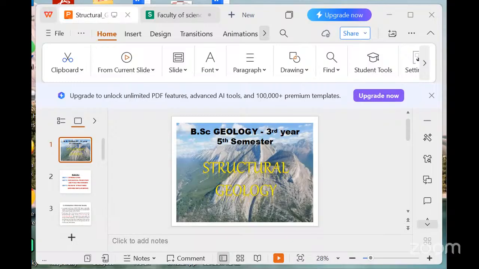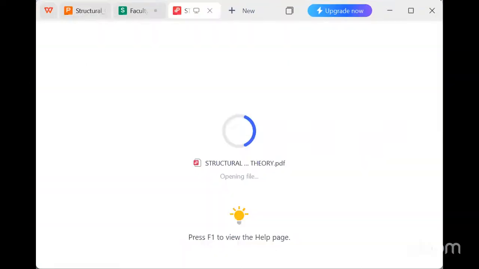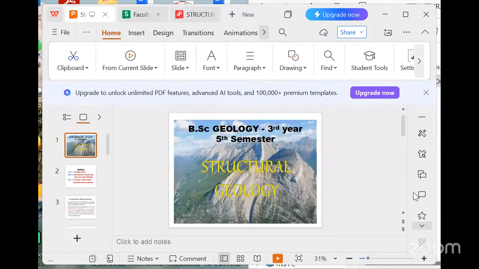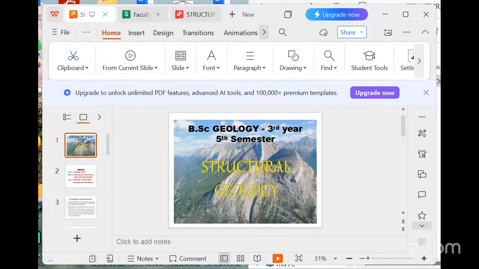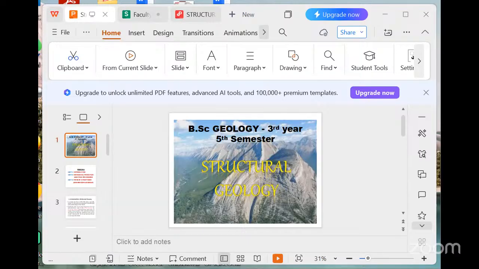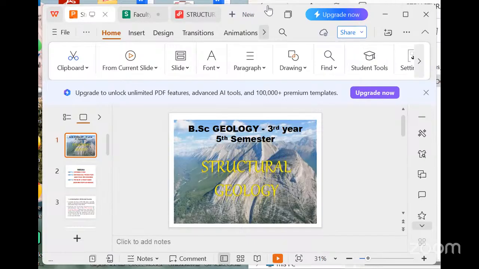In this fifth semester, we have structural geology and economic geology, right? Now, what is structure? Structures means different types of structures. Faults are there, folds are there, joints are there, and also unconformity. These are the main structures in structural geology. These are very important topics, right?